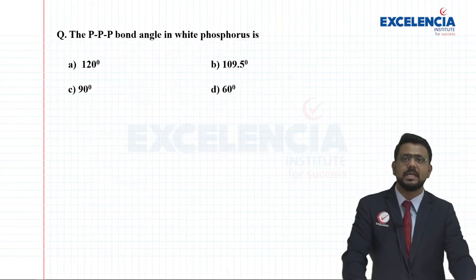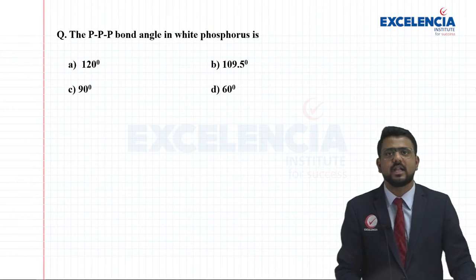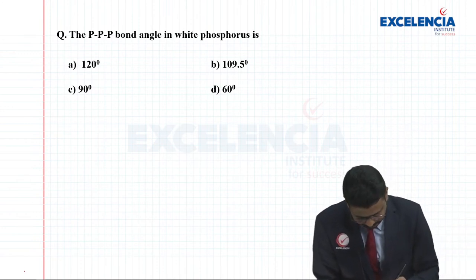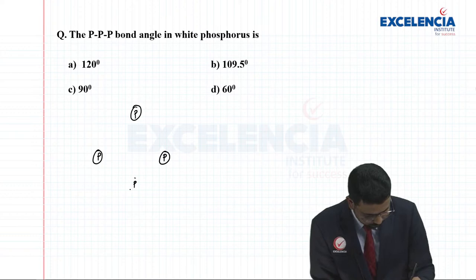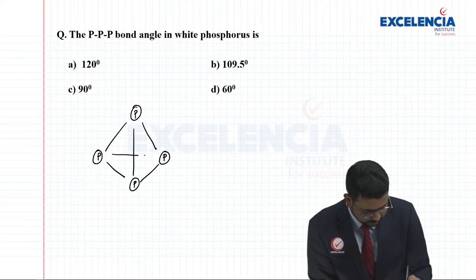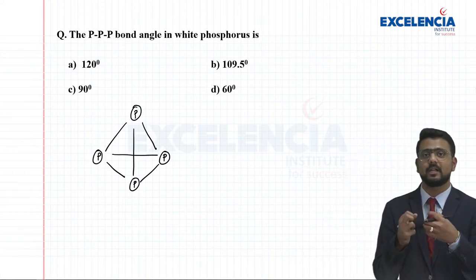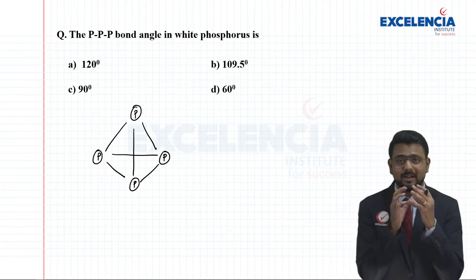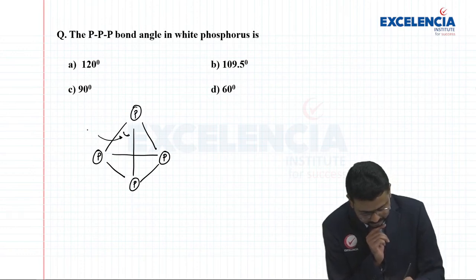The P-P-P bond angle in white phosphorus is: 120 degrees, 109.5 degrees, 90 degrees, or 60 degrees. Now, this is again a fact-based question. We know that the structure of white phosphorus is like this, correct? It's a closed cage-like structure wherein the phosphorus atoms are kind of crammed in a relatively smaller area, right? With this particular bond angle being 60 degrees.